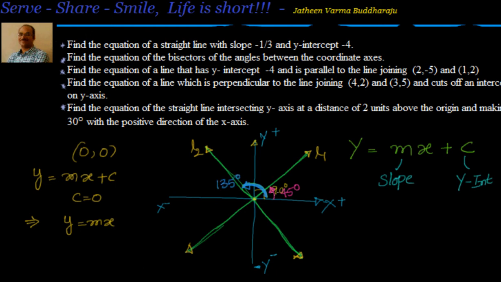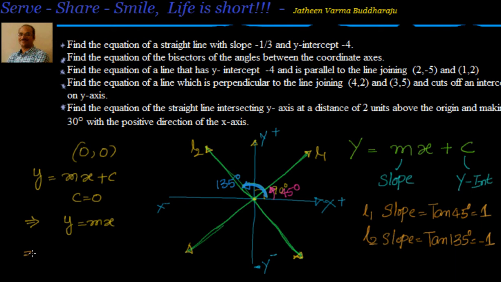So we have two lines, one line making an angle of 45 degrees, another line making an angle of 135 degrees with the positive direction of the x-axis. That means the slopes will be: L1 slope is nothing but tan 45, which is equal to 1. L2 slope is nothing but tan 135, which is equal to minus 1.